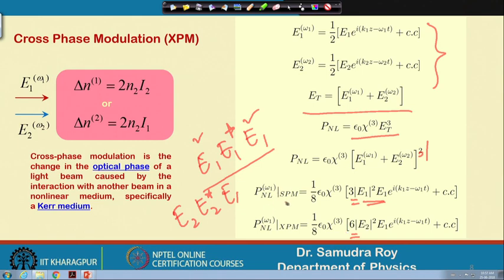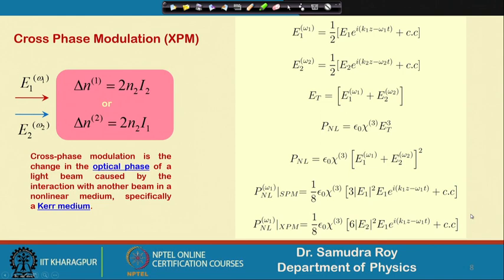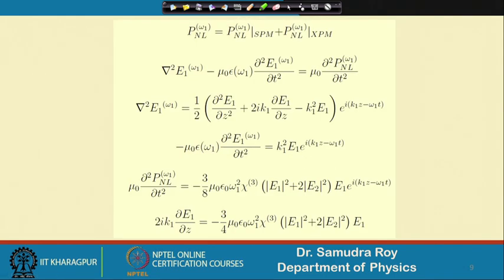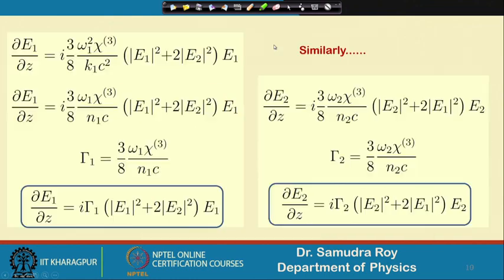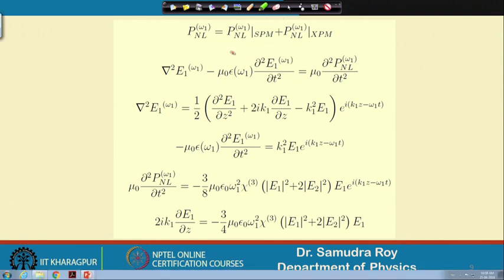So, we can calculate the self phase modulation and cross phase modulation term with P nonlinear, and once we have this P nonlinear term in our hand, then we can readily solve the nonlinear Maxwell's equation. This equation we have solved several times. Only thing is that in the source, instead of having P self phase modulation, we have self phase modulation plus cross phase modulation term both together.